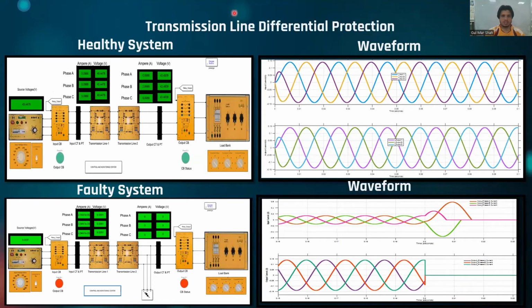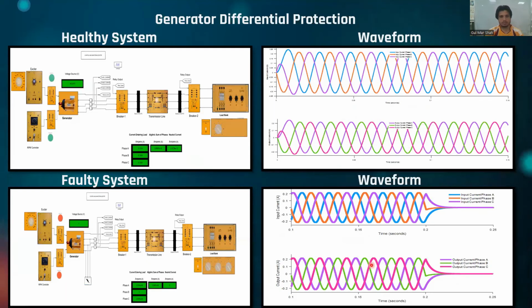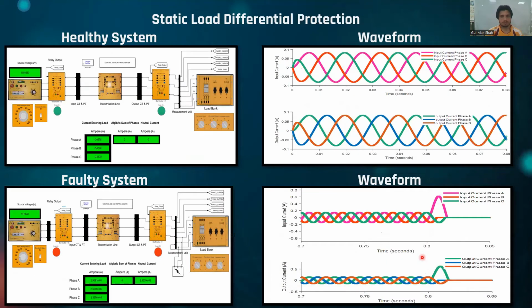Same as transmission line differential protection, which we have done, and this is the healthy system, and this is its waveform, and this is the faulty system and its waveform where the fault we have injected is at 0.2 second. This is the generator differential protection where there is a healthy system, and this is the waveform of this healthy system, and this is the faulty system, and this is its waveform where the fault occurs at 0.2 second. Now, this is the static load differential protection with the healthy system and the faulty system along with its output waveform.